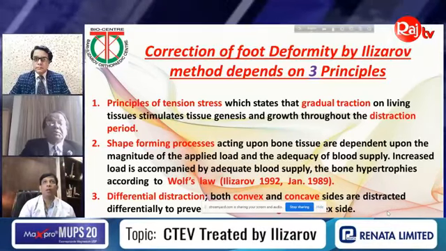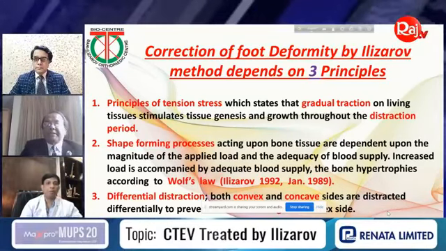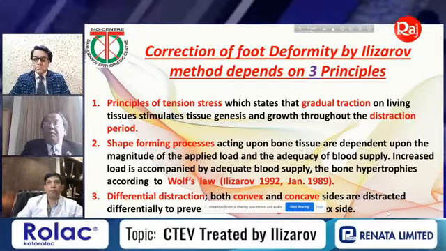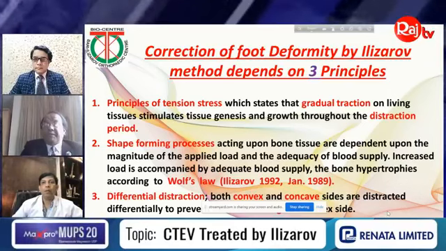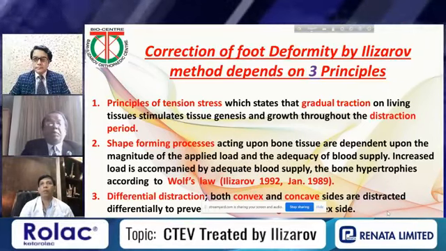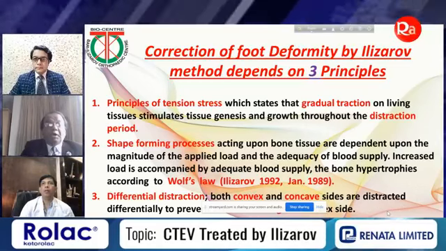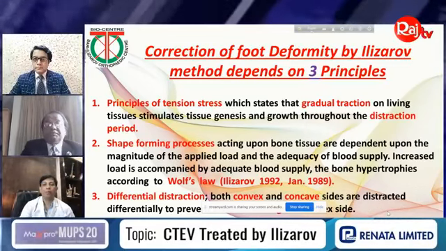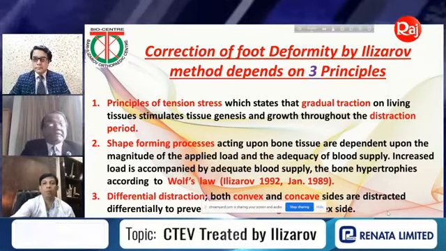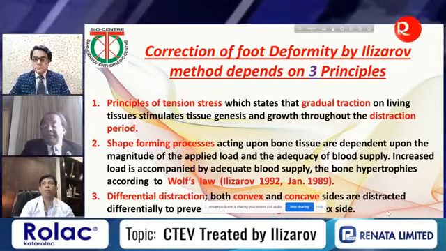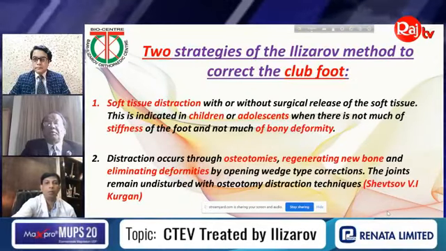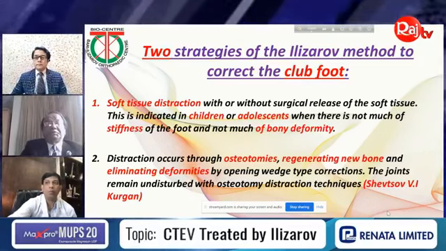Principle number two, shape forming processes acting upon bone tissue are dependent upon the magnitude of the applied load and the adequacy of the blood supply. Increased load is accompanied by adequate blood supply. The bone hypertrophies according to Ohm's law. Differential distraction is very important. Both convex and concave sides are distracted differentially to correct the deformity. Now, two strategies, one for the constrained, another for the unconstrained.